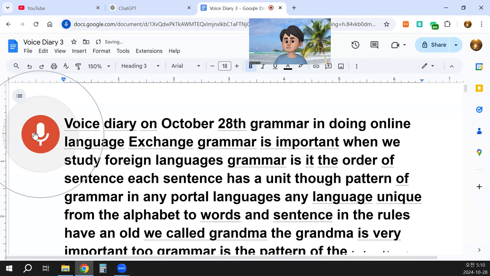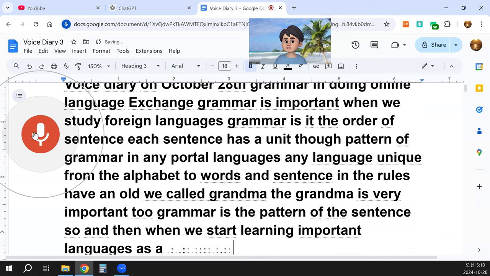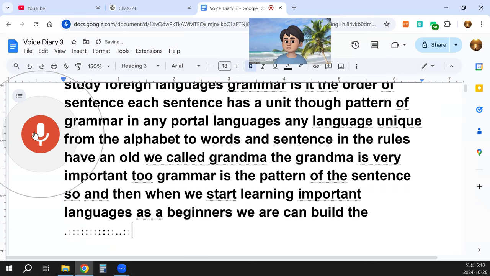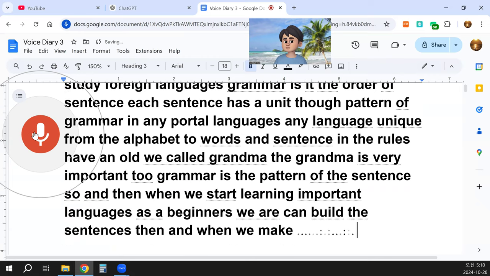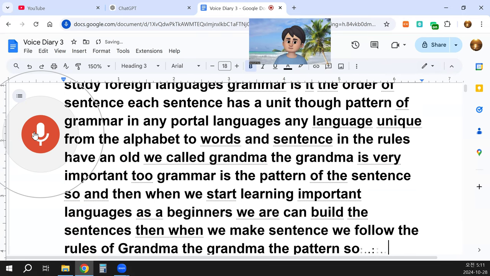So, when we start learning foreign languages as beginners, we can build sentences. Then when we make a sentence, we follow the rules of grammar, the pattern.